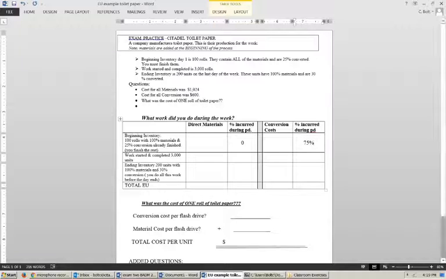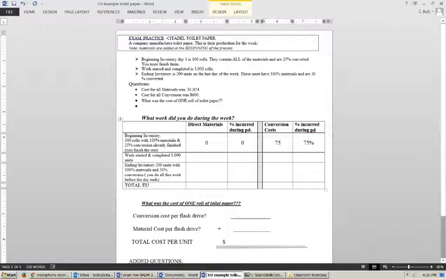Remember, we have 100 rolls, but if we don't put any materials in, we have no equivalent units of materials. As far as conversion costs go, 100 rolls times 0.75 is 75. So 25% of the conversion costs were incurred the week before. We will incur 75 equivalent units of conversion.